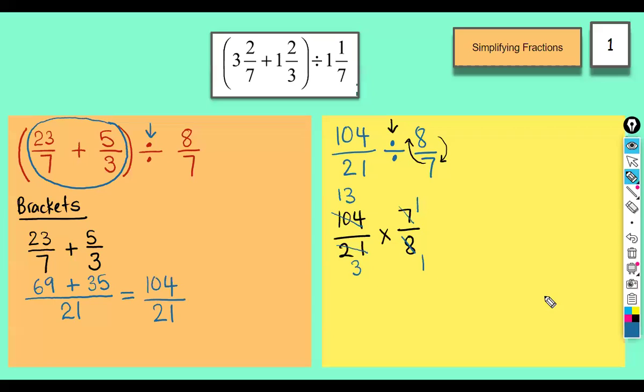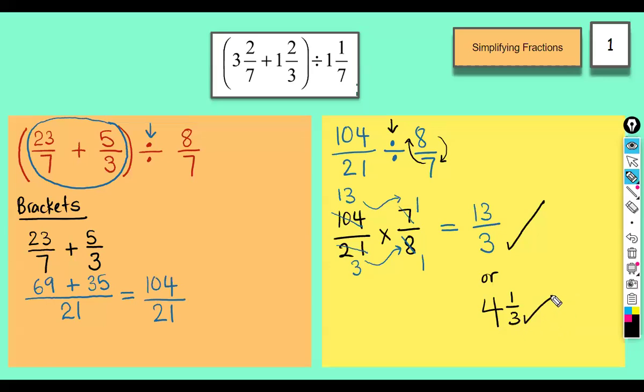Okay? Great. So we multiply the top by the top, and what's left of the underneath by the underneath. 13 by 1 is 13. 3 by 1 is 3. So our final answer as an improper fraction is 13 over 3. Or if you want to put it back to a mixed fraction, you can get 4 and 1/3, right? Because 3 into 4 is 12, remainder 1.